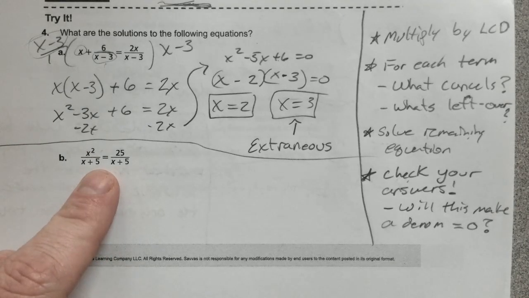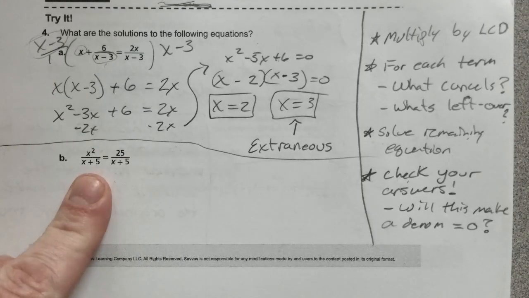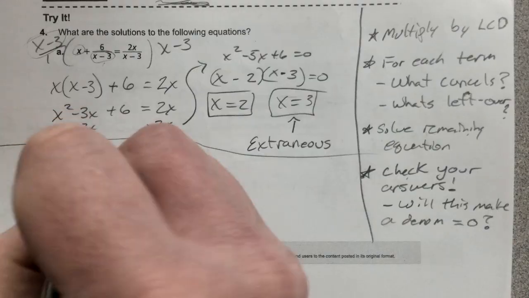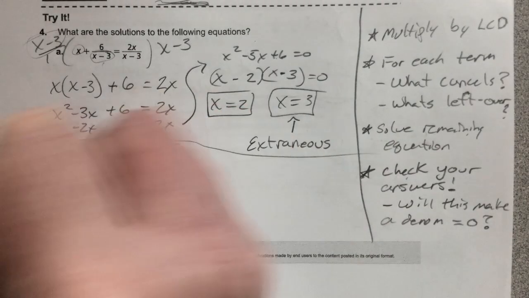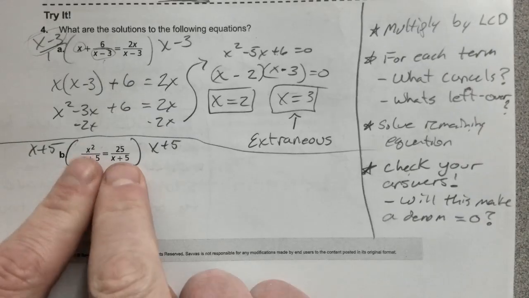Jasper Wallace Murray the 19th. What is our lowest common denominator on part B? X plus 5. Good. Multiply both sides by x plus 5. All right, Sully, how many terms do you see in this equation?